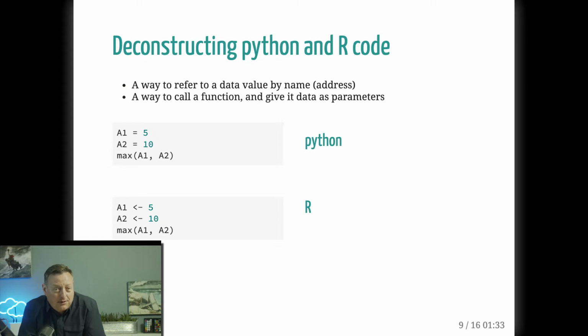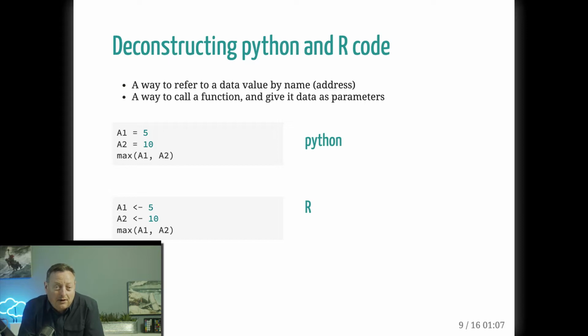So the first example there is in Python. Rather than having a graphical chart, we have lines of text, but we're still doing the same thing. A1, we're setting to 5. A2, we're setting to 10. And then we're calling the max function and giving it the data from A1 and A2. And this will return the result of that function, whatever the function computes.